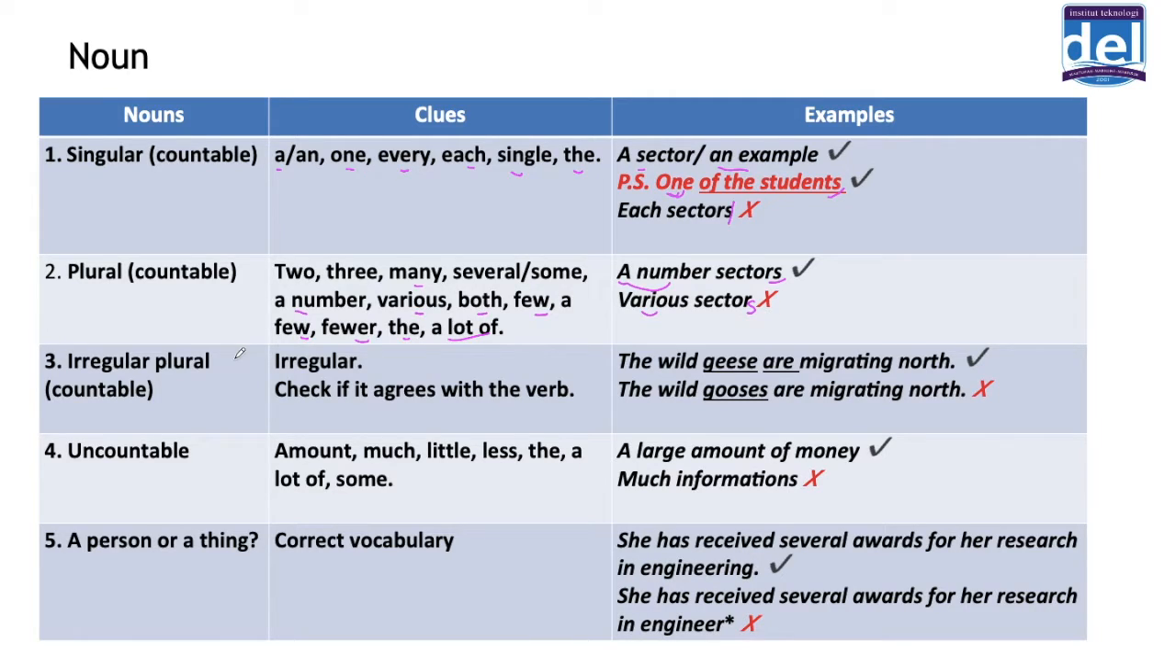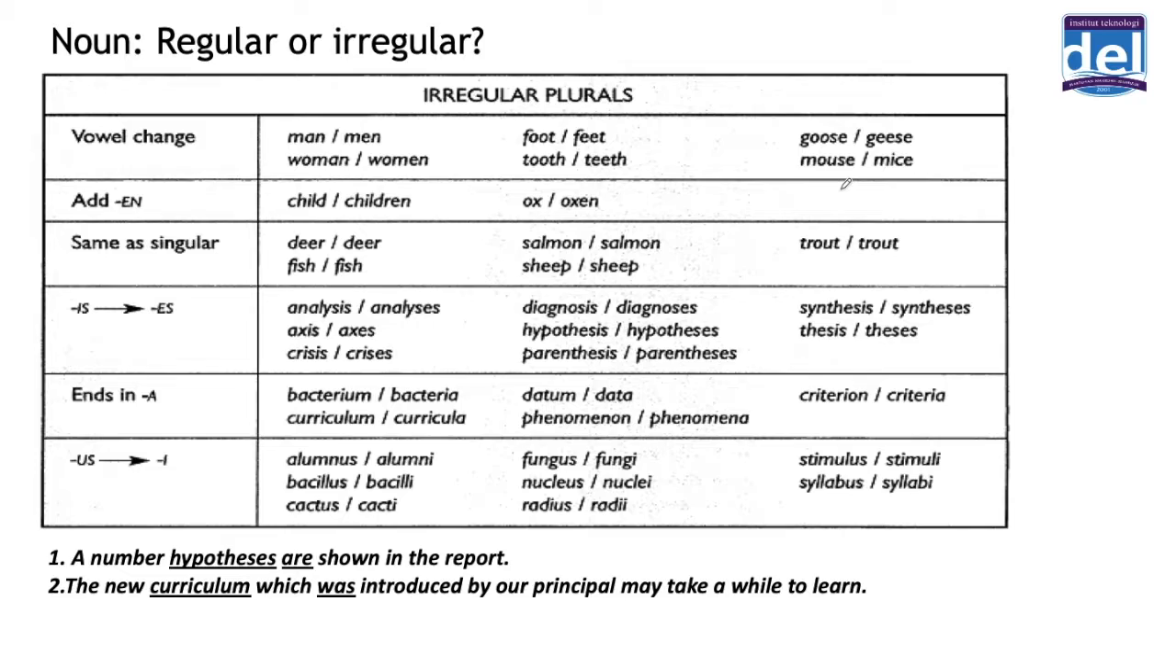And the next thing that you should be aware of is whether the noun has an irregular plural form. The clue is to check the noun if the plural agrees with the verb. Regular plural nouns usually have s or es at the end of the word, for example, sectors, students, houses, horses. But if it is irregular, then the forms are irregular. Please check this slide for more examples of irregular plural nouns.